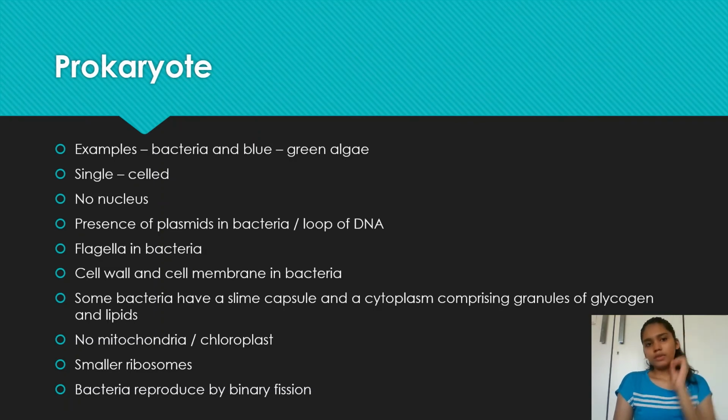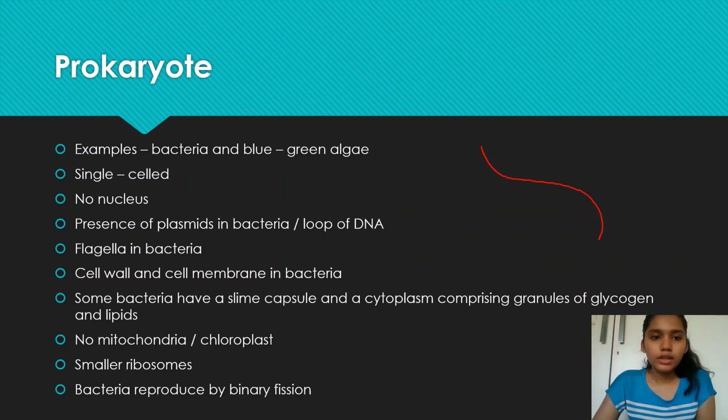Then we have the prokaryote kingdom, which is basically for bacteria and blue-green algae. They are single cell, they have no nucleus, they have loops of DNA, which is not organized in a nucleus. They have plasmids, and bacteria have a flagella, which is basically like a whip-like structure which they lash to move forward. It's for movement.